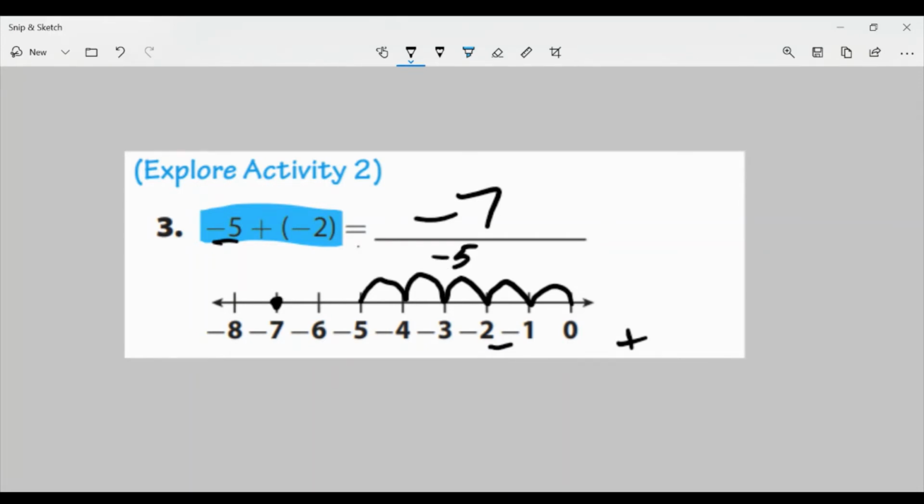Now, obviously, we still had 2 more units to move, right? So I'm going to go 1, 2. And that takes us to the same spot, right? The -2 and -5, when we add them together, gives us -7. All right, so either way you do it on your number line, that is okay with me.